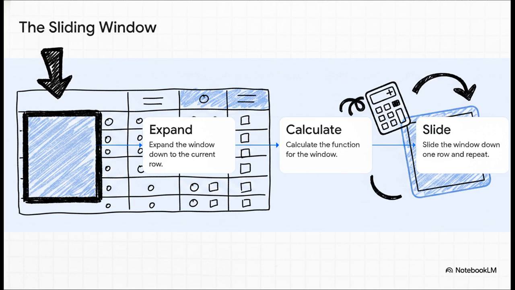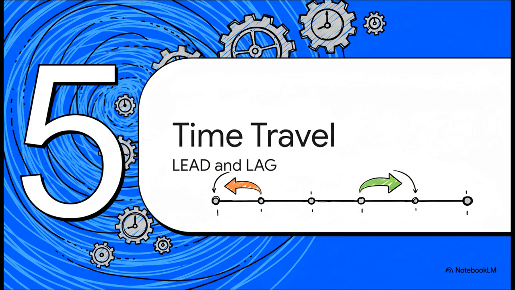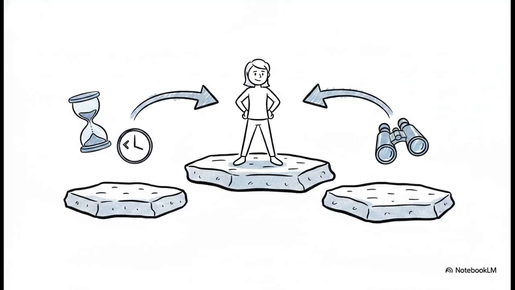All right, Section 5, Time Travel, Lead and Lag. So the really cool thing here is that lead and lag literally let you peek into the future or look back into the past of your data. Lead accesses a row at a physical offset beyond your current position. Imagine you're trying to compare today's sales with tomorrow's sales, but you want them on the exact same row. Lead grabs that for you effortlessly.